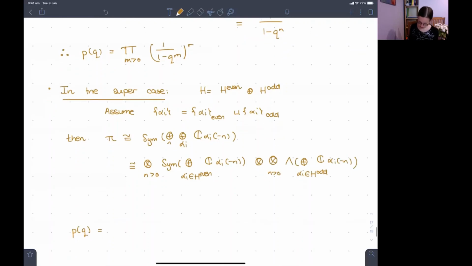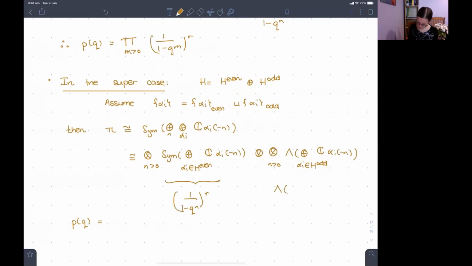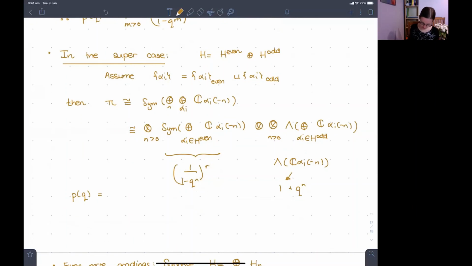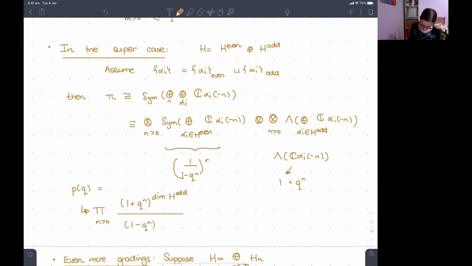Okay, and we already know how to deal with this guy. This gives us a 1 over (1 minus q^n) to the power r. And if we think about an exterior algebra on a one-dimensional space, then this has one piece in degree 0 and one piece in degree n. And so our Poincare series, I haven't left quite enough room, is the product over n of (1 plus q^n) to the power of the dimension of H odd, and (1 minus q^n) to the dimension of H even. Okay.